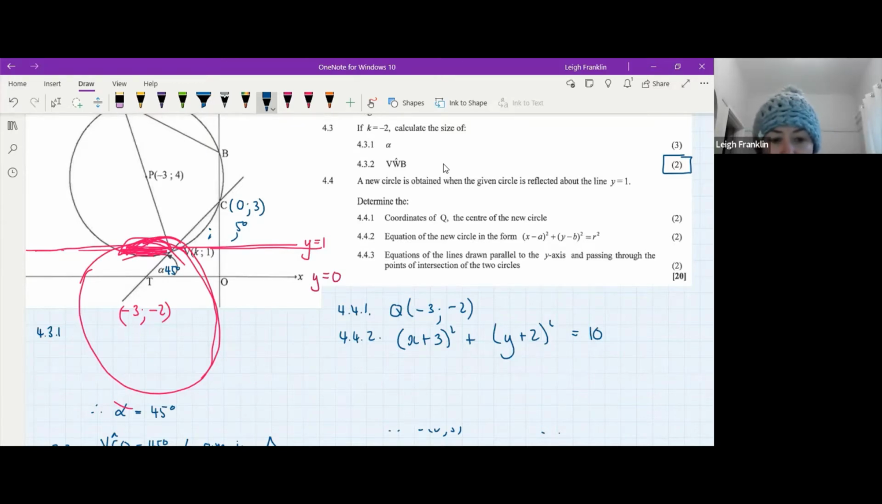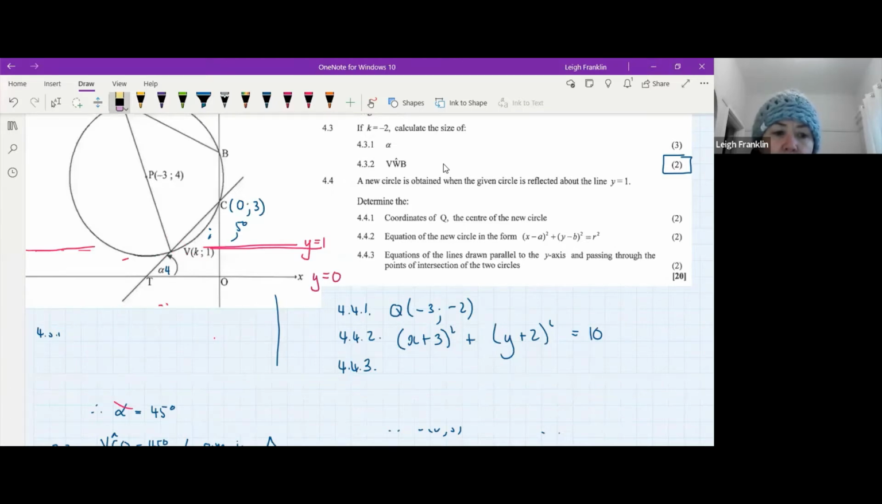And then question 4.4.3. The equations of the lines drawn parallel to the y-axis and passing through the points of intersection of the 2 circles. All right, so when they talk about lines drawn parallel to the y-axis, they're talking about lines that are vertical, okay? And as I was trying to reiterate previously, the circles now intersect one another twice. So I'm going to try and draw that a little bit better again, just to help you visualize what it is that I'm trying to say here.